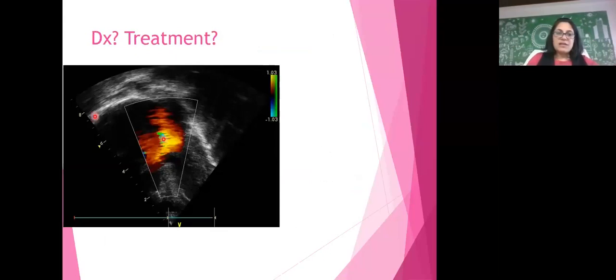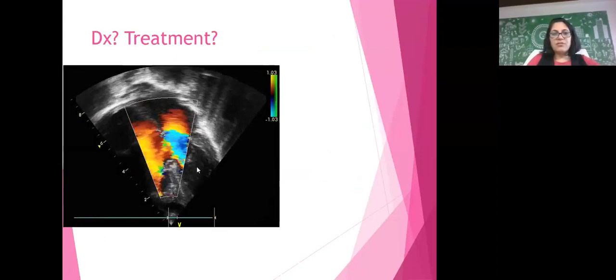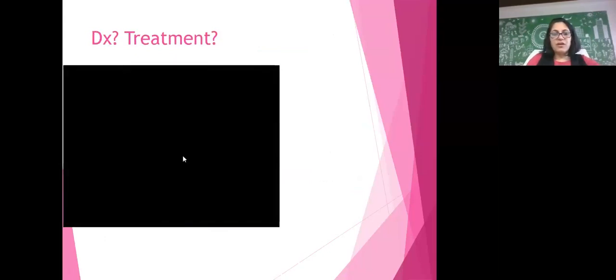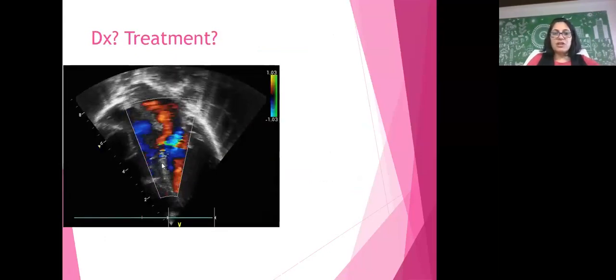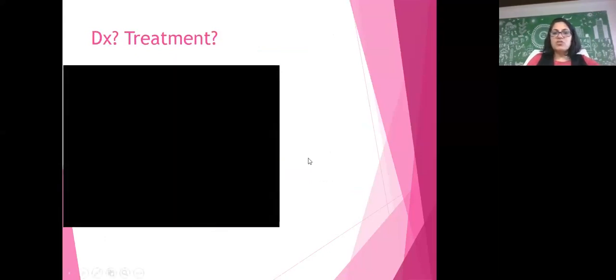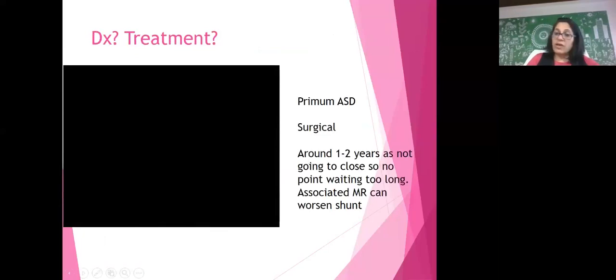Now, this is a primum ASD. If you see here, this is the left atrium, left ventricle, and you have an ASD with mitral regurg and tricuspid regurg. So treatment, as I said, is also surgical, no question of device. And typically we do it at 1-2 years. Why?